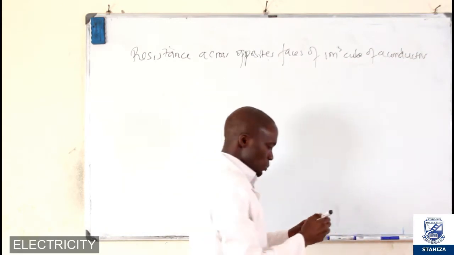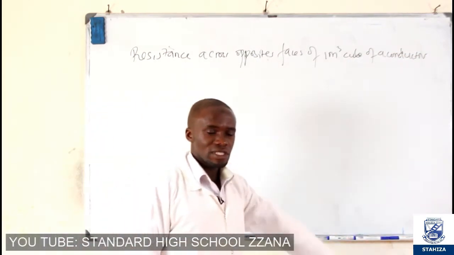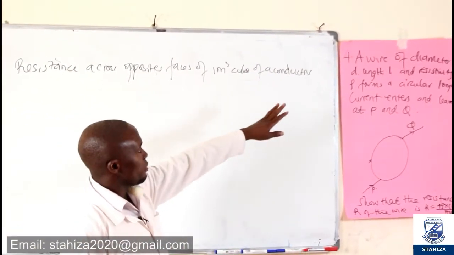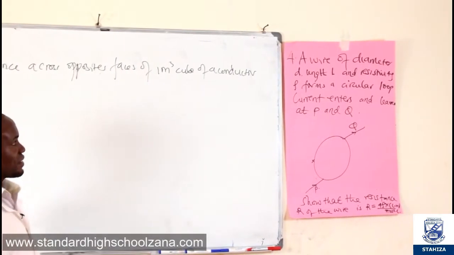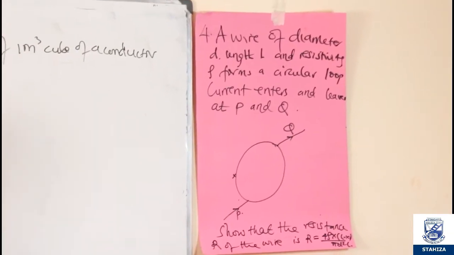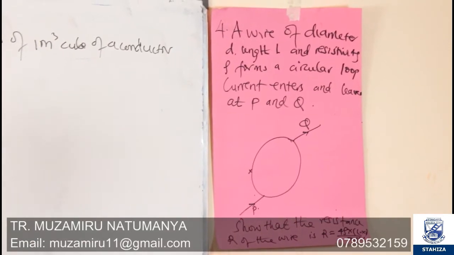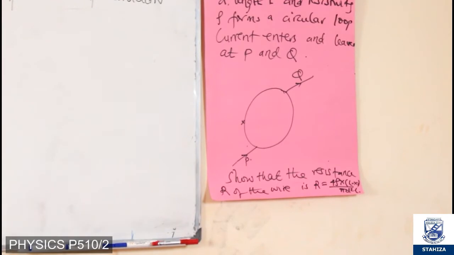I looked at examples 1, 2, 3. Now we are going to look at the last example, number 4, so that we can master this. They are saying a wire of diameter D, length L and resistivity rho forms such a loop. Current enters and leaves at P and Q. Show that the resistance R of the wire is given as that.